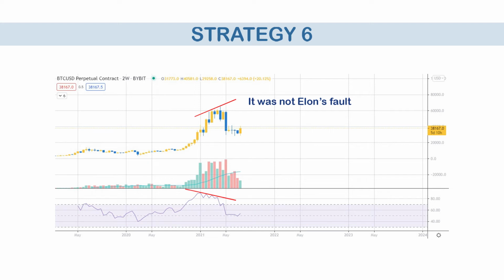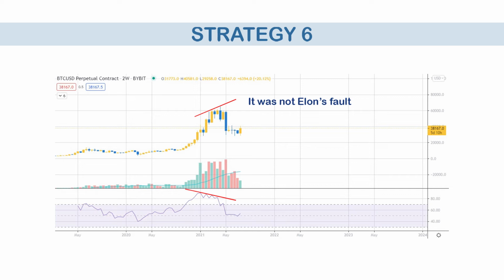Strategy 6. A very powerful and profitable strategy is to use bullish-bearish divergences on high time frames such as daily or weekly. A lot of people blamed Elon Musk for the big dump from $16,000 to $30,000. But actually, we had a bearish divergence on the 2-week time frame. Again, a lot of people said that the Amazon news caused the relief pump from $30,000 to $40,000. But maybe they missed the daily bullish divergence. They don't play out immediately.